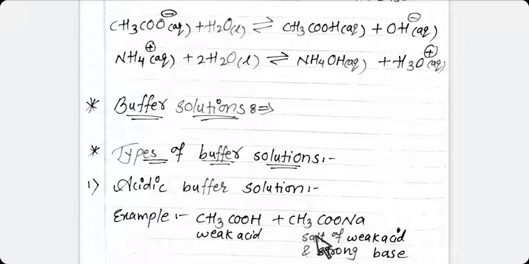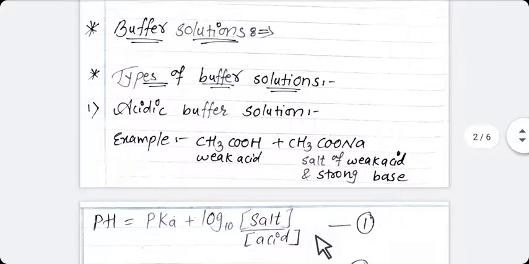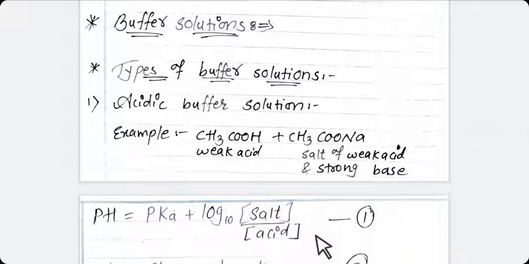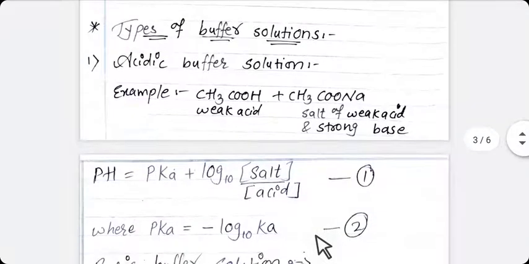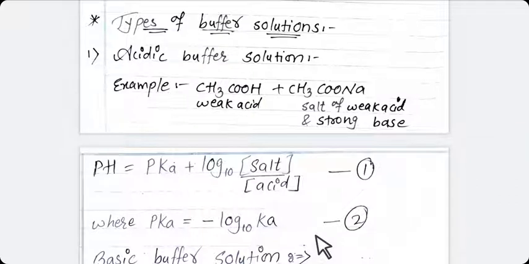It is the acidic buffer solution. The pH of acidic buffer solution is given by the formula pH is equal to pKa. As you have already known, Ka is the dissociation constant of acid, and pKa is nothing but minus log to the base 10 of Ka.